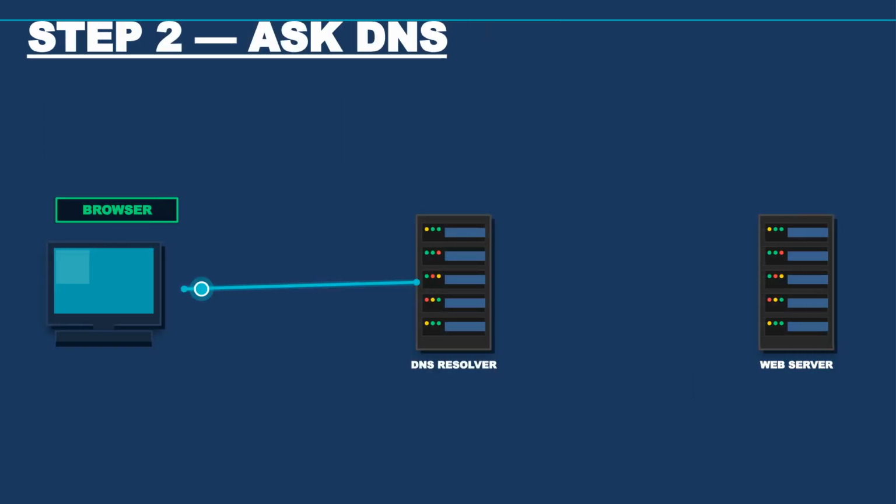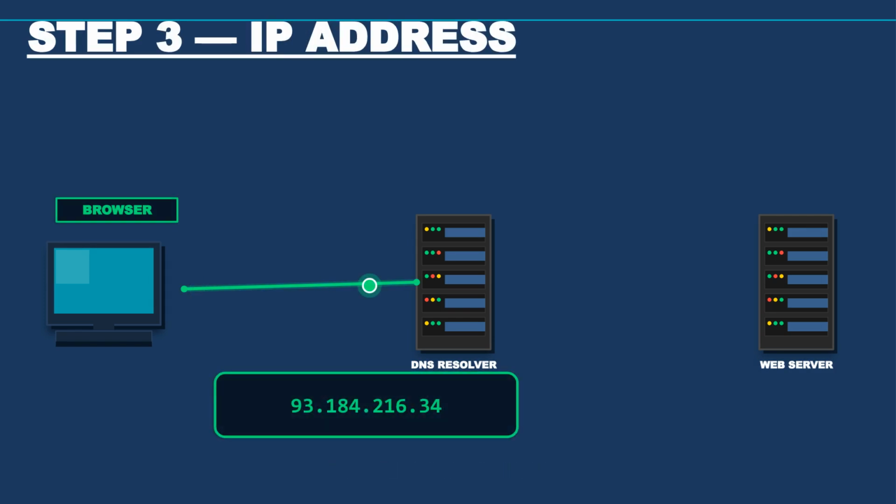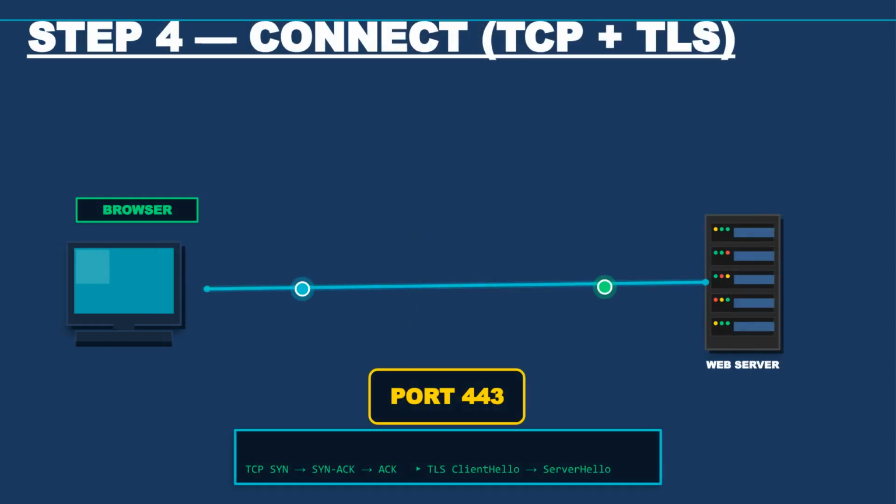Next, the browser needs to find the server, so it asks DNS, the internet's phone book, "Where is example.com?" Step 3. DNS responds with the IP address, like 93.184.216.34. This is the actual network location of the server on the internet. Step 4 is establishing a secure connection to the server using TCP and TLS on port 443. This is often referred to as the handshake.